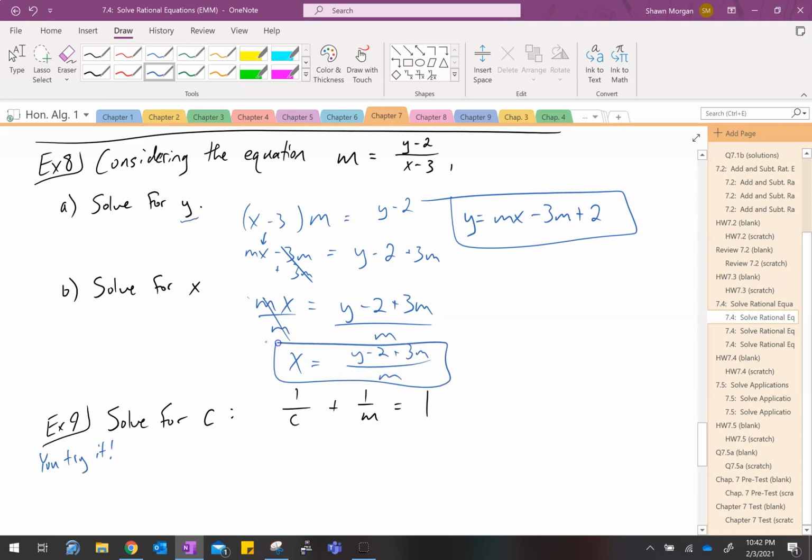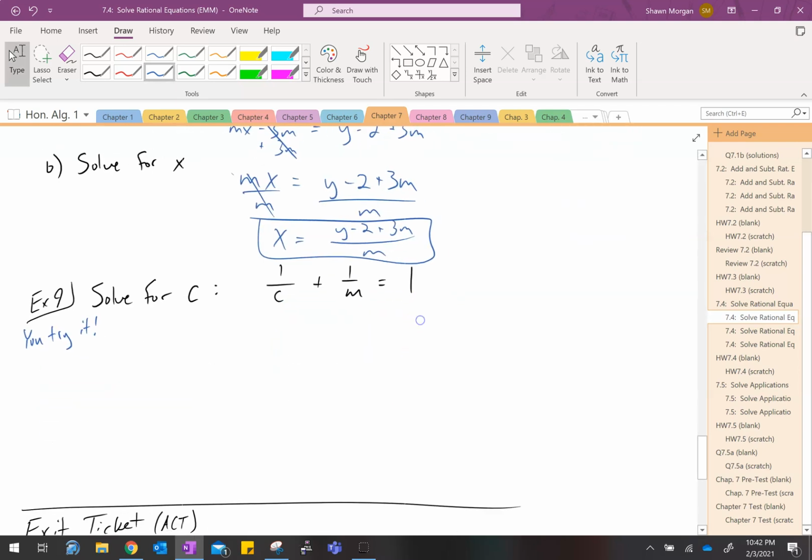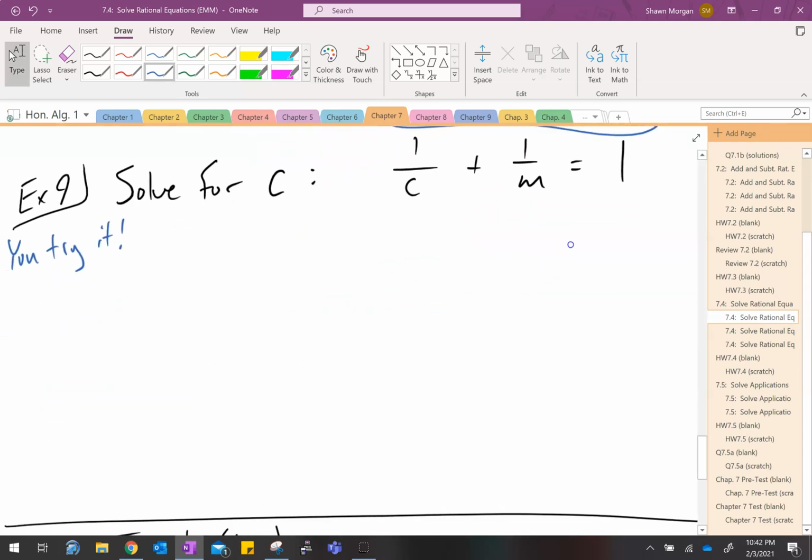y minus 2 plus 3m, all over m. Now, again, that's just a skill in Algebra 1 and oftentimes in your science classes, physics, chemistry, and the like, where you take an equation and you solve for a particular variable. You take a formula and you get one variable by itself. So with example 9, our last example here in the screencast, I want you to try to get c by itself. So pause the video, work the example out, and then after you've got your answer, check the video to see how you did.